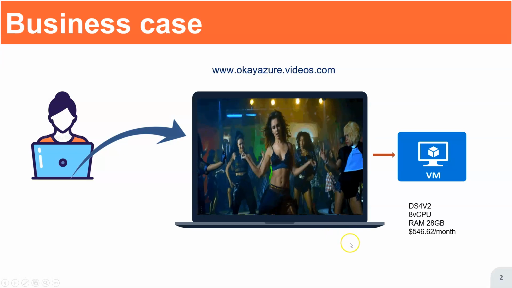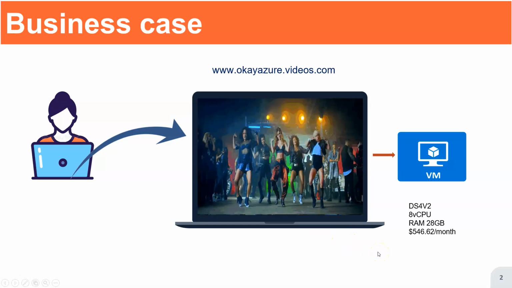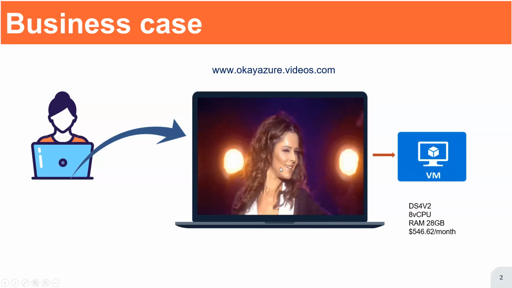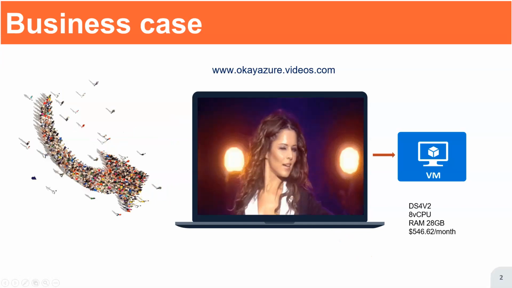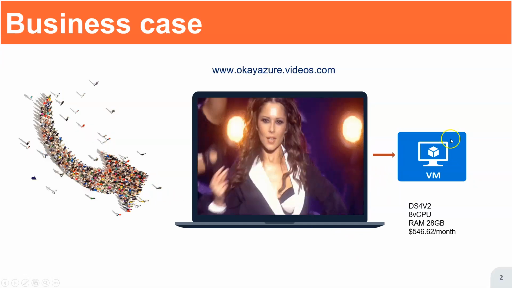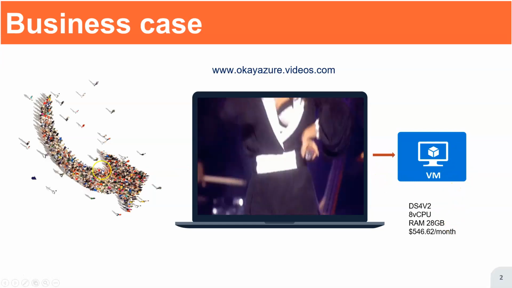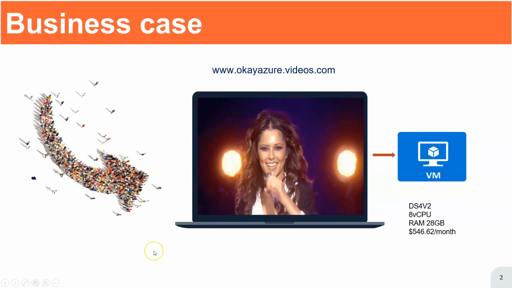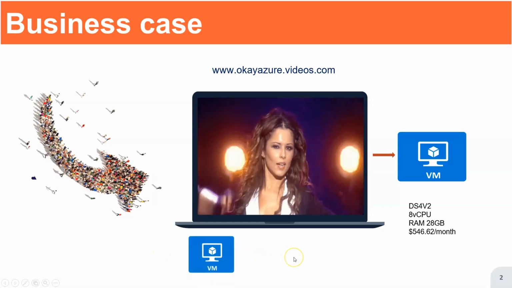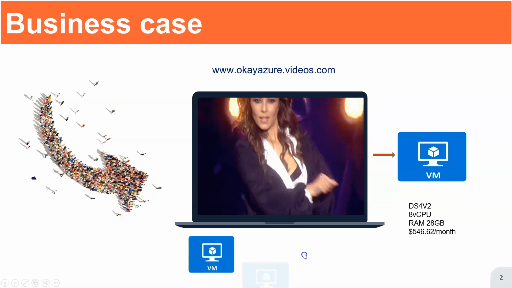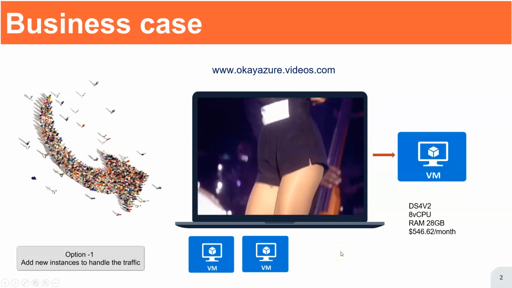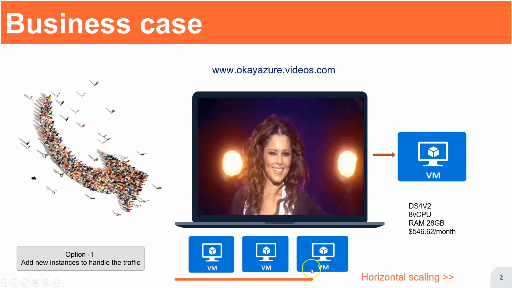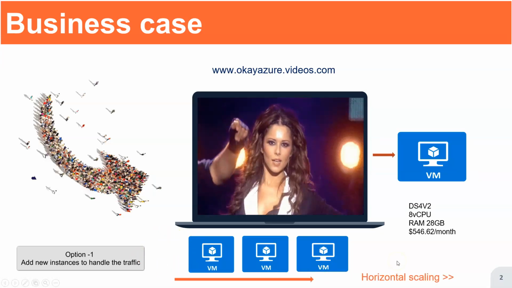But just for the sake of example, you have uploaded a new video on your portal and that particular video went viral. Now you have huge traffic to handle. But as you know, your single server will not be able to handle this much traffic. So approach one is that you can simply go and create multiple VMs. So basically you are going to deploy your application on multiple servers to handle the incoming traffic. This particular approach is called horizontal scaling, right?